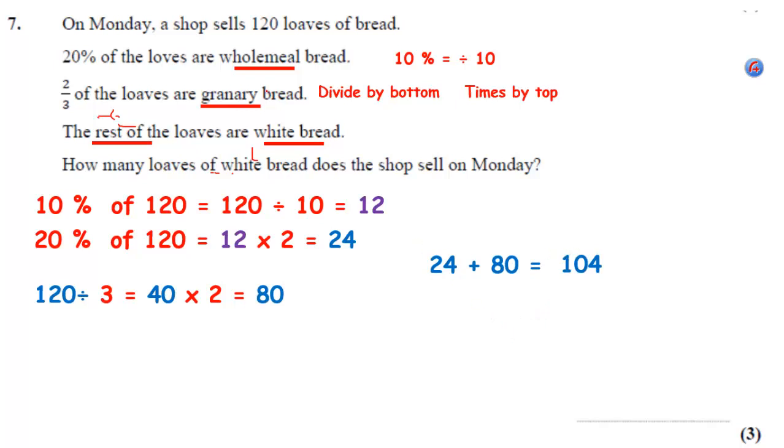The rest of them are white bread, and given that there were 120 altogether, 120 take away 104, that's going to give me 16. That's my answer, and that's what I put in the answer space. Please go through this a couple of times, make sure you understand it, and you remember it thoroughly.